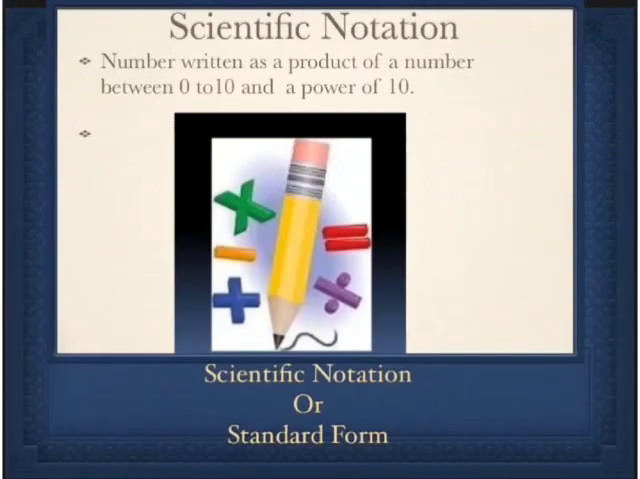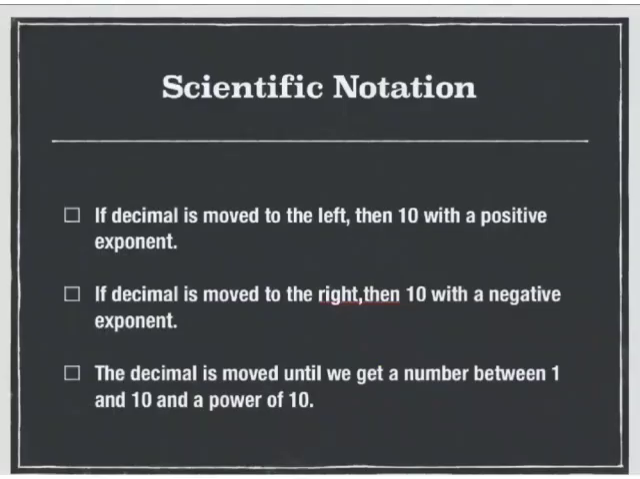Now to write a number in scientific notation, here are some rules. If the decimal is moved to the left, then 10 will be with a positive exponent. If the decimal is moved to the right, then 10 is with a negative exponent. And the decimal is moved until we get a number between 1 and 10 and a power of 10.